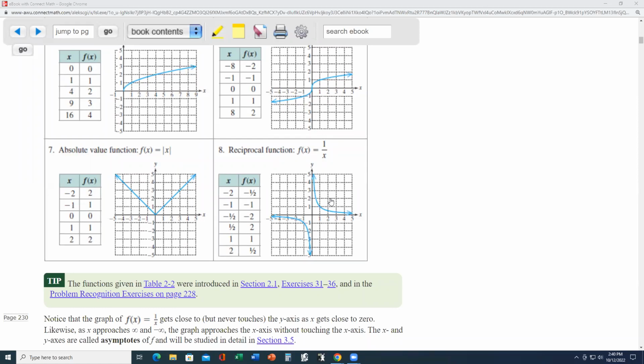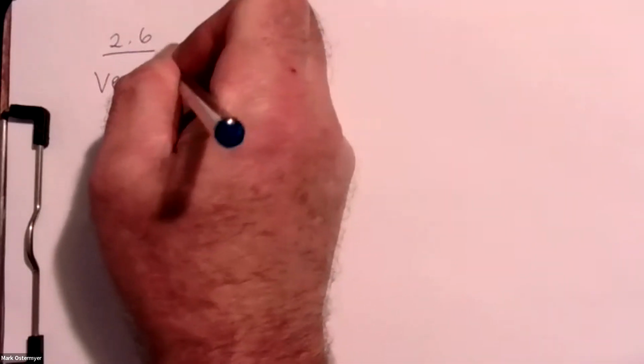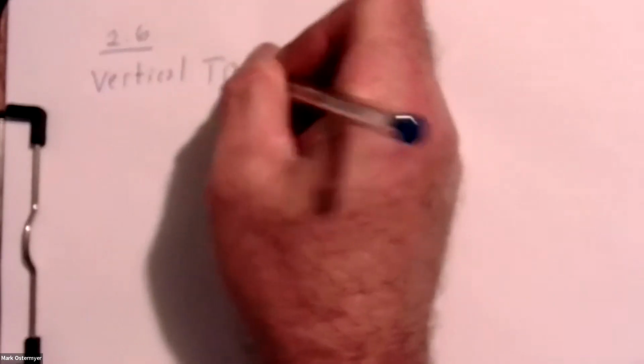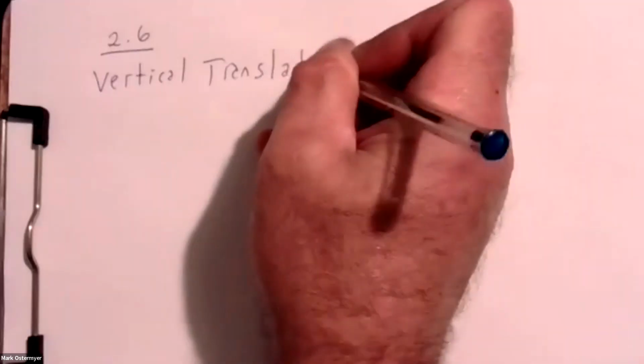All right, the first thing we're going to look at is what is called a vertical translation. How can we cause a graph of a parent function to be shifted upwards or downward? Well, we're going to have to tweak the definition in order to do so. So we'll look at vertical translations here.